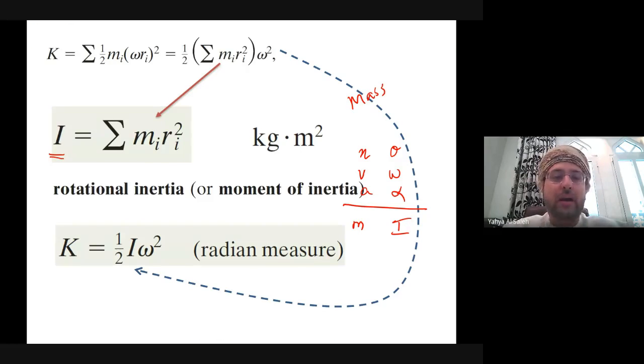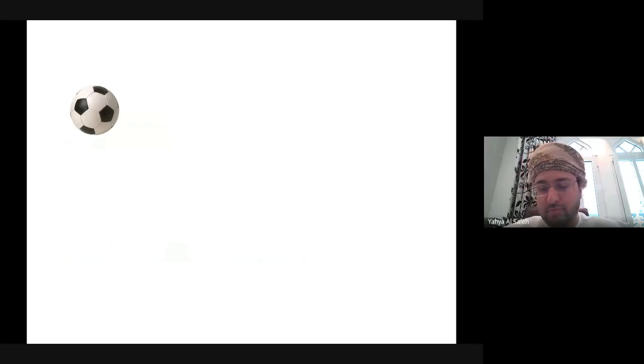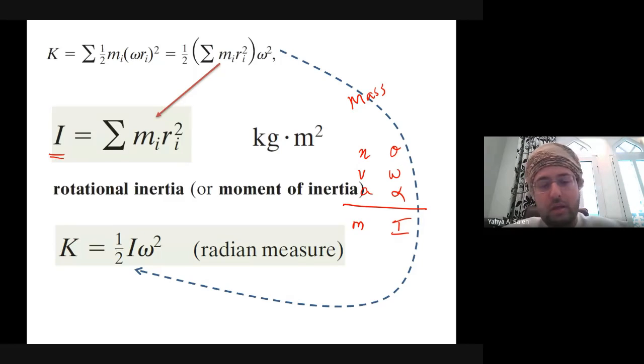So we can rewrite K from half mv squared for translational motion to half I omega squared. You will see, as I said, half remains half. The I is like the m, and omega squared is like the v squared. So we have translated yet another equation.